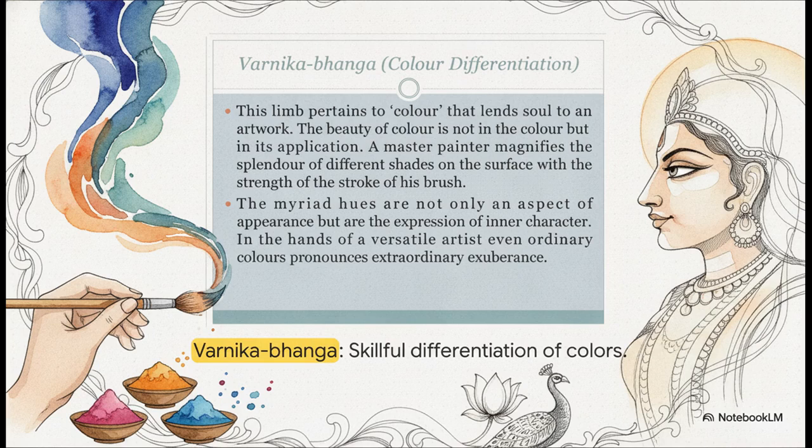And that brings us to the sixth and final limb, Varnika Bhanga. This is the differentiation and application of colors, and it's the step that truly lends a soul and inner character to an artwork. We're talking about the incredibly skillful use of pigments, which were often made from minerals or earth-based dyes back then, layered and blended to create deep atmosphere and volume.